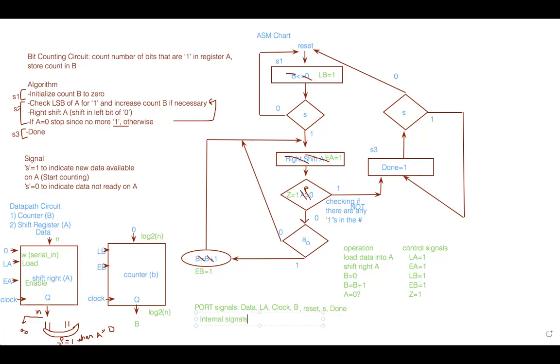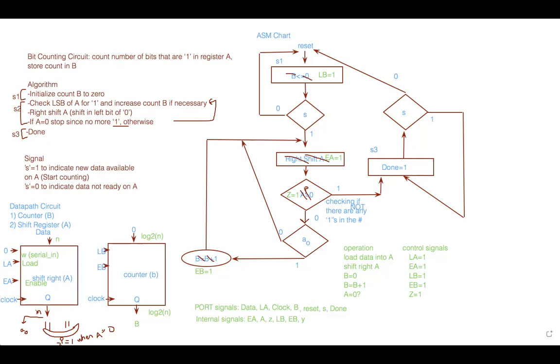The internal signals, on the other hand, are EA. The user doesn't control when it shifts right. A is the internal signal that the user does not see happening within the shift register. And then Z, the user doesn't really care about that condition where Z equals 1, checking if there are any ones left in it. LB is loading it in, and EB as well. These are just for the counter that happens internally. Then Y is the states.